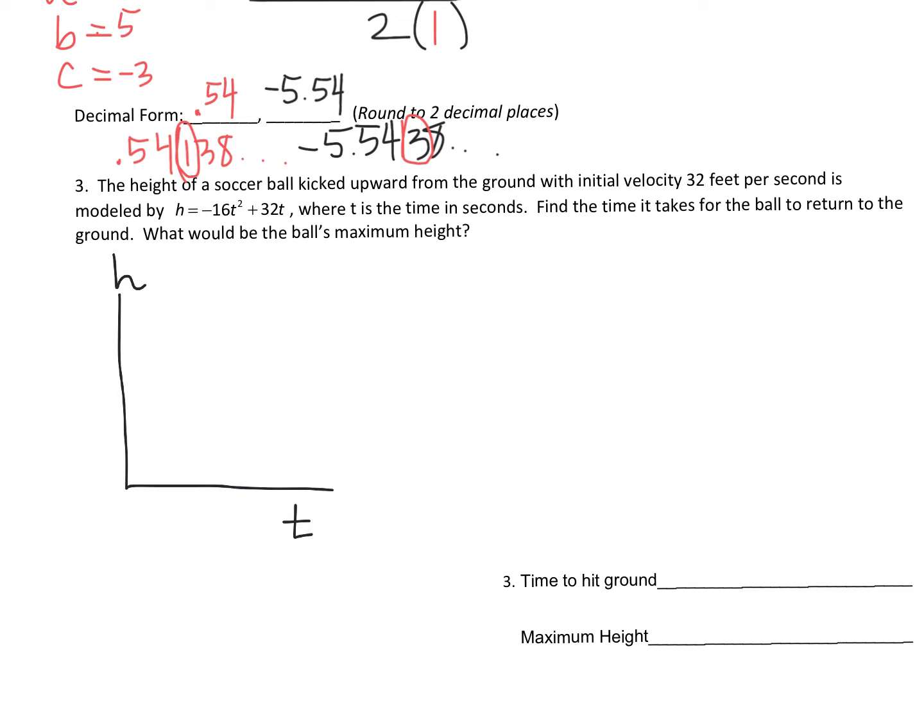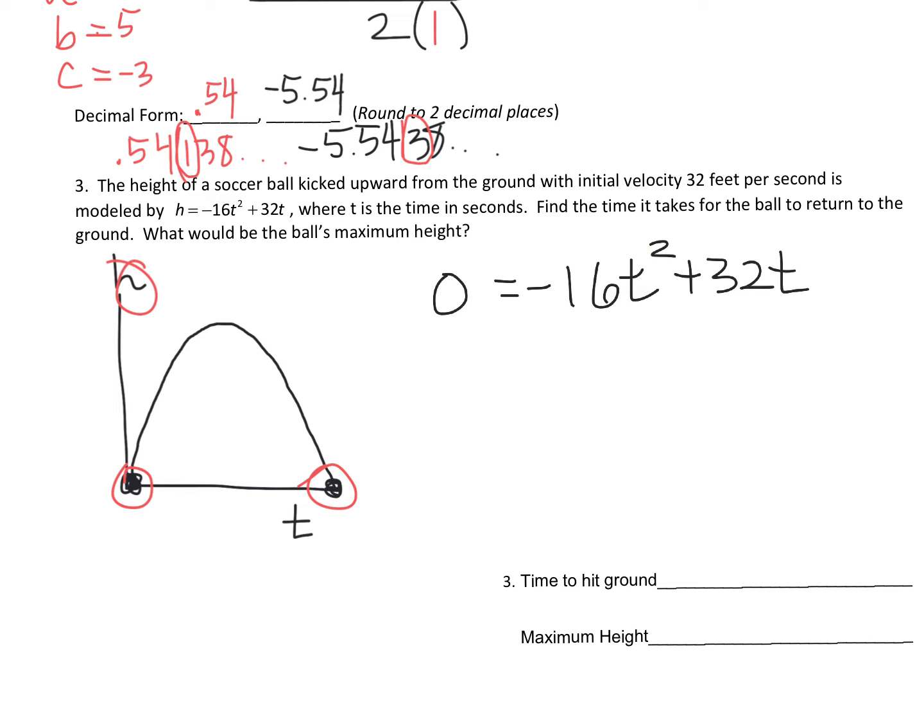So if we're kicking it from the ground at time 0, right here, it's going to go up as time goes on, but then it's going to come back down due to gravity and hit the ground again. If you look, what they're asking for are the x-intercepts. Well, what do we know at the x-intercept? Our height is equal to 0. So algebraically, we now are going to plug 0 into the equation.